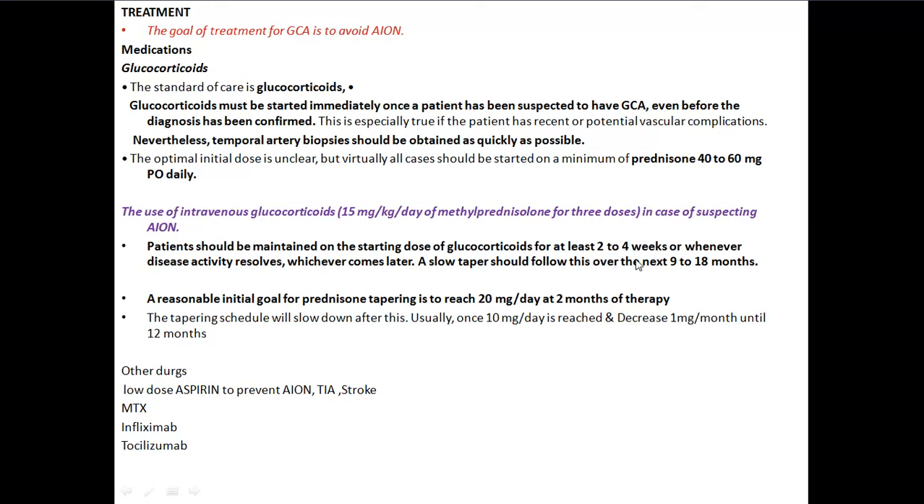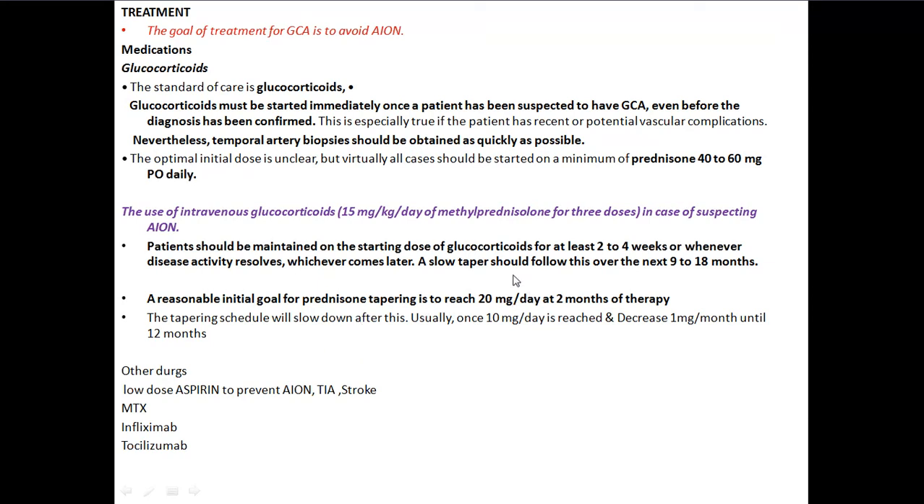So if the disease activity resolves later, even if it is taking 8 or 10 weeks, then you have to wait. Or if it resolves within 2 to 4 weeks, then you can stop it here. Or it should be tapered over 9 to 18 months. So it should not be stopped immediately. It should be slowly tapered and then stopped.